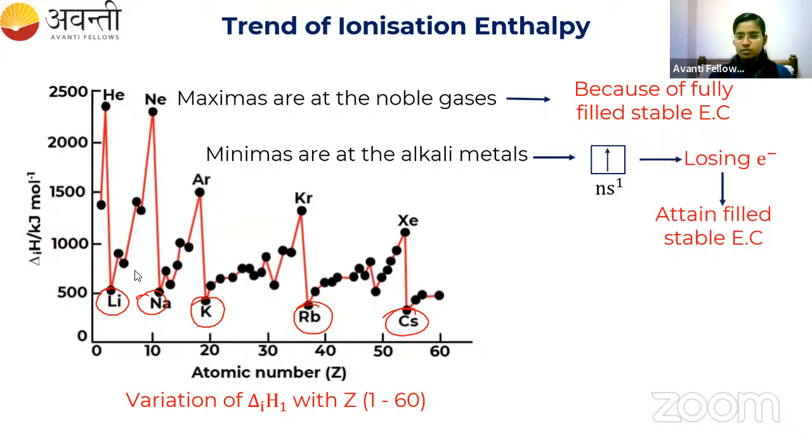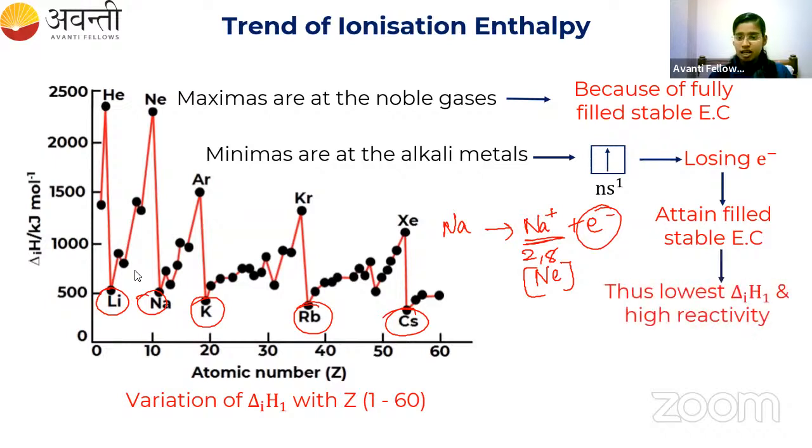Like if I have sodium, after giving out one electron it becomes sodium plus. Sodium plus has 2 and 8 electrons, which is actually the configuration of neon, a noble gas. So after losing one electron, the alkali metals attain the noble gas configuration. Because of this, the energy required to remove the electron from them is very small, which means the ionization energy is very low. So the reactivity will be very, very high.